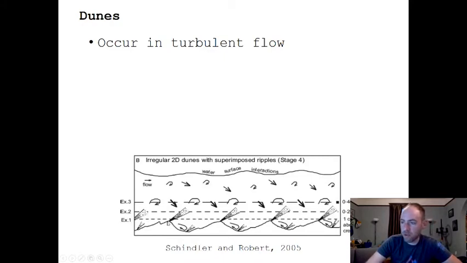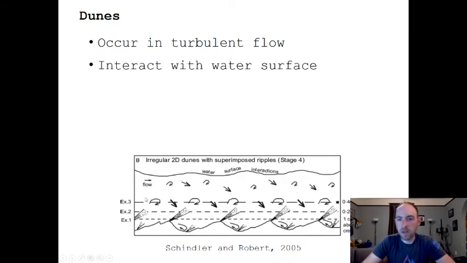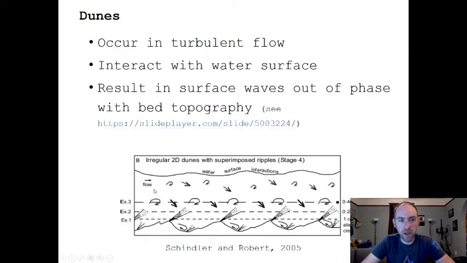So we refer to the top of the dunes as the crest and the bottom of the dunes as the trough, right? And so you end up with a water surface that does interact with the dunes themselves, right? And this results in the surface waves being out of phase with the bed topography. So the lows in the water surface are over the highs in the bed.